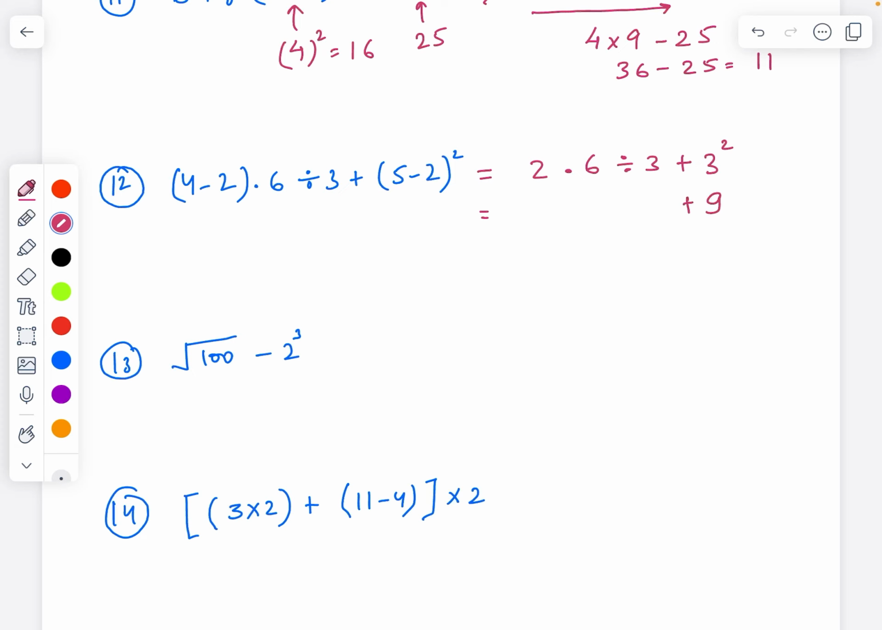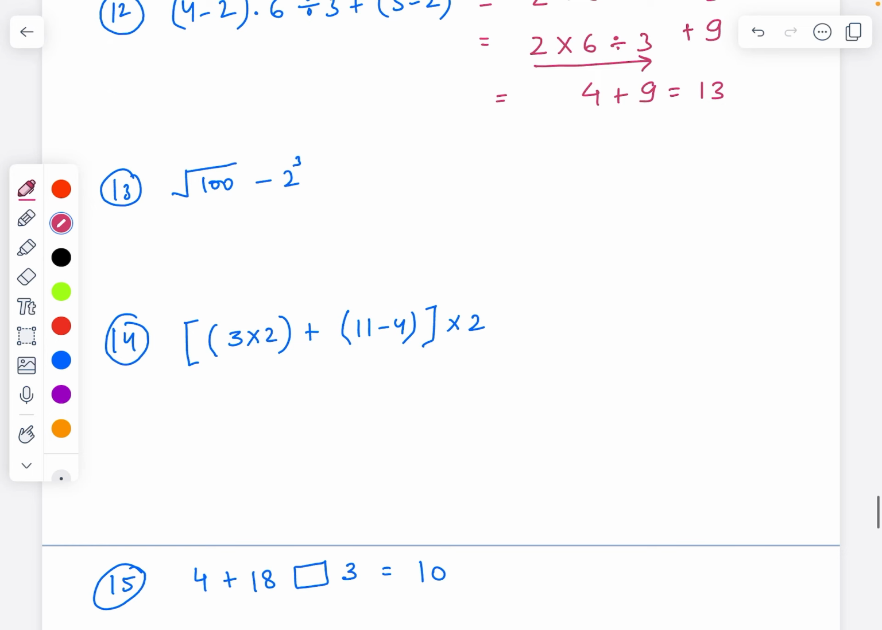So 2 times 6, I would like to tell you that it is multiplication only. Don't be confused. So 2 times 6 divided by 3. Now we again go from left to right. 2 times 6 is 12. 12 divided by 3 is 4. 4 plus 9 is going to be 13. And that's the answer.